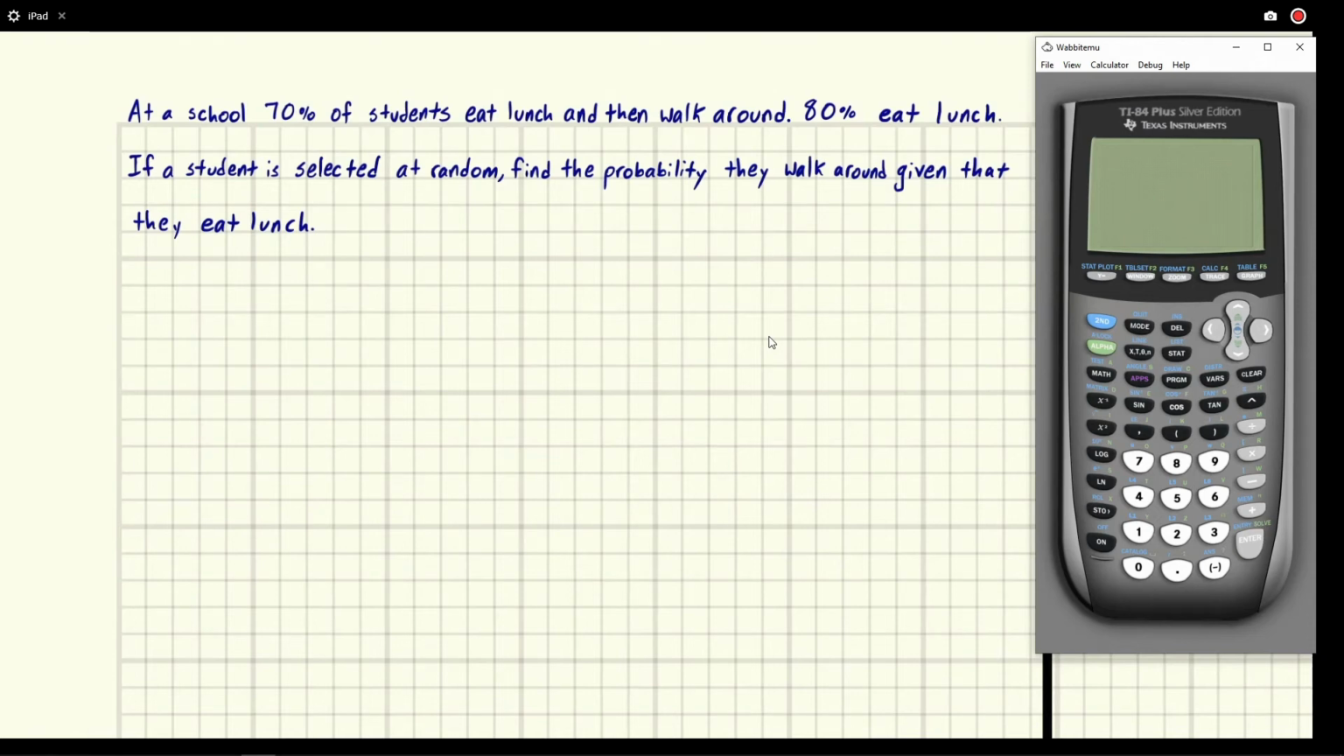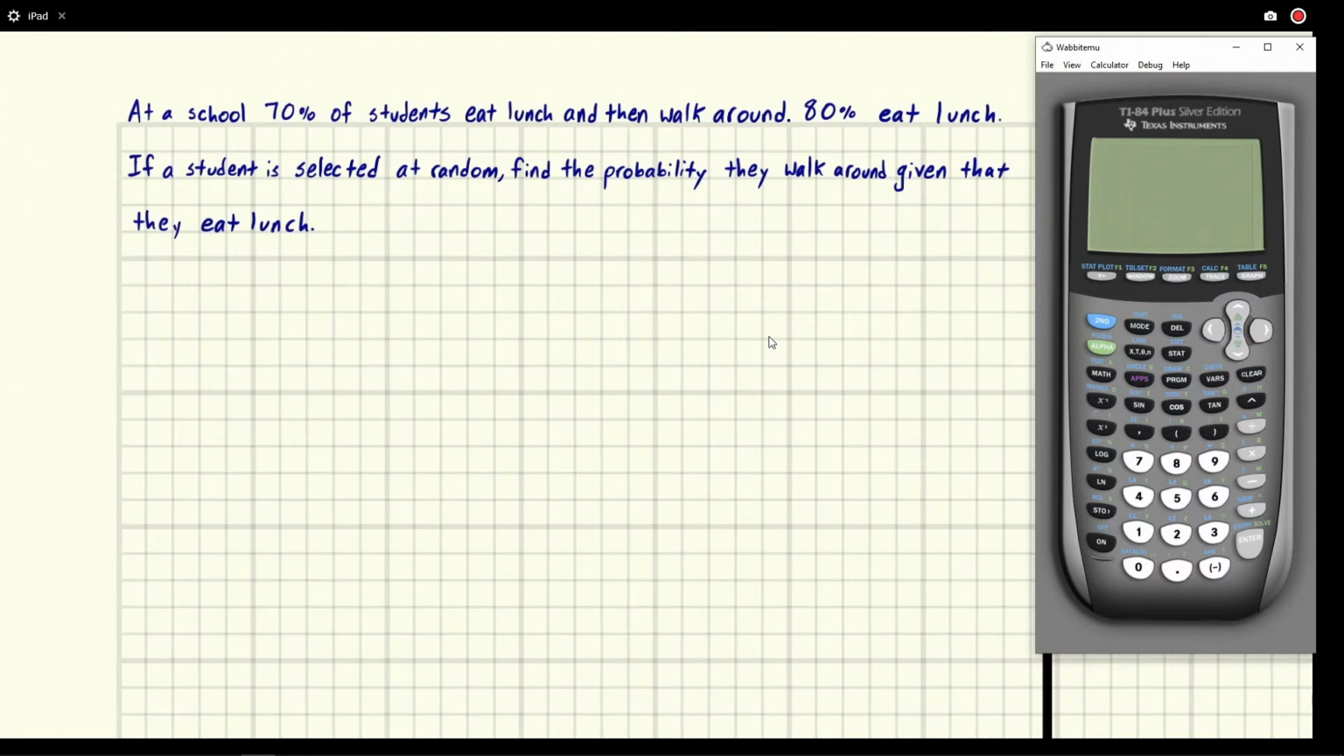Eric Burgess here. Out of school, 70% of students eat lunch and then walk around. 80% eat lunch. If a student is selected at random, find the probability that they walk around given that they eat lunch.